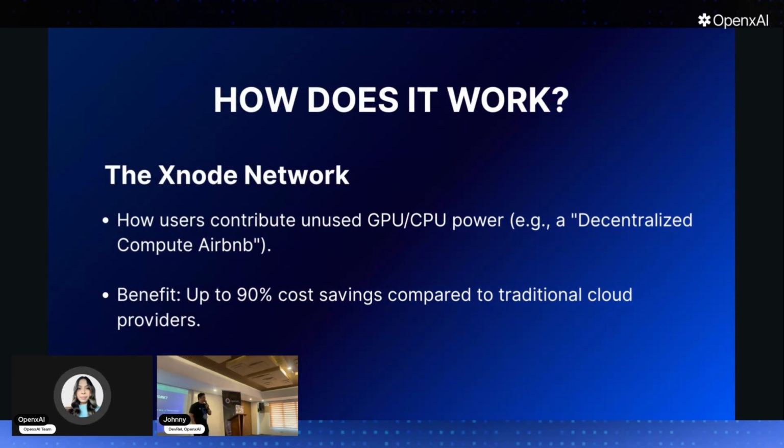So how does it work? We have an Xnode network, so it's many servers all around the world. They have GPU and CPU, and they help run all these servers and applications. Again, it's a huge saving, up to 90% cost saving compared to traditional cloud providers.